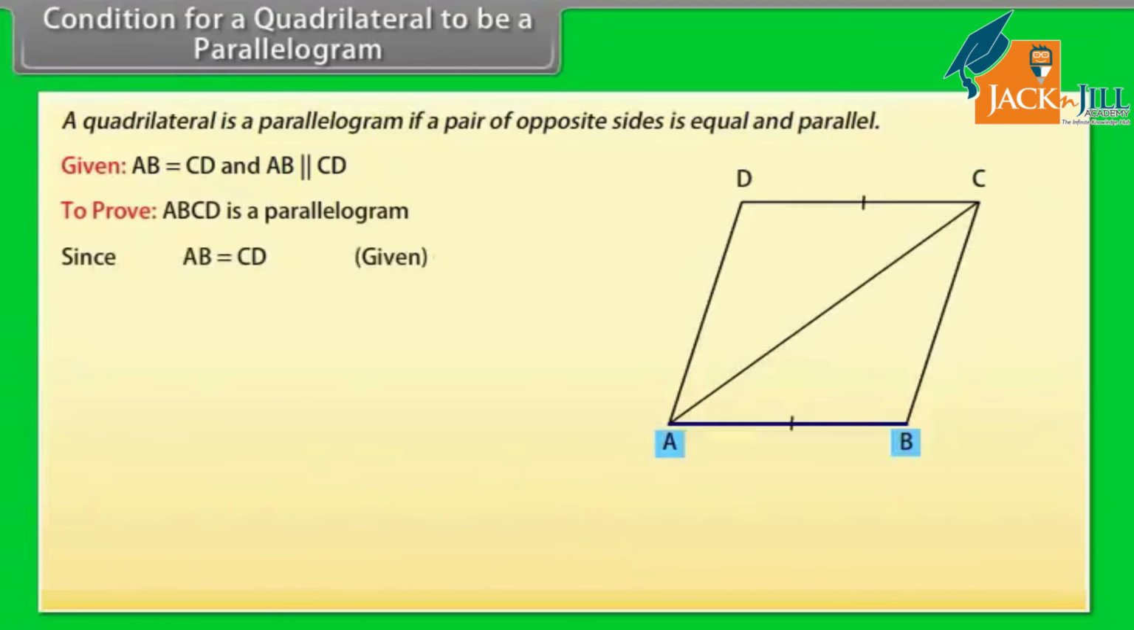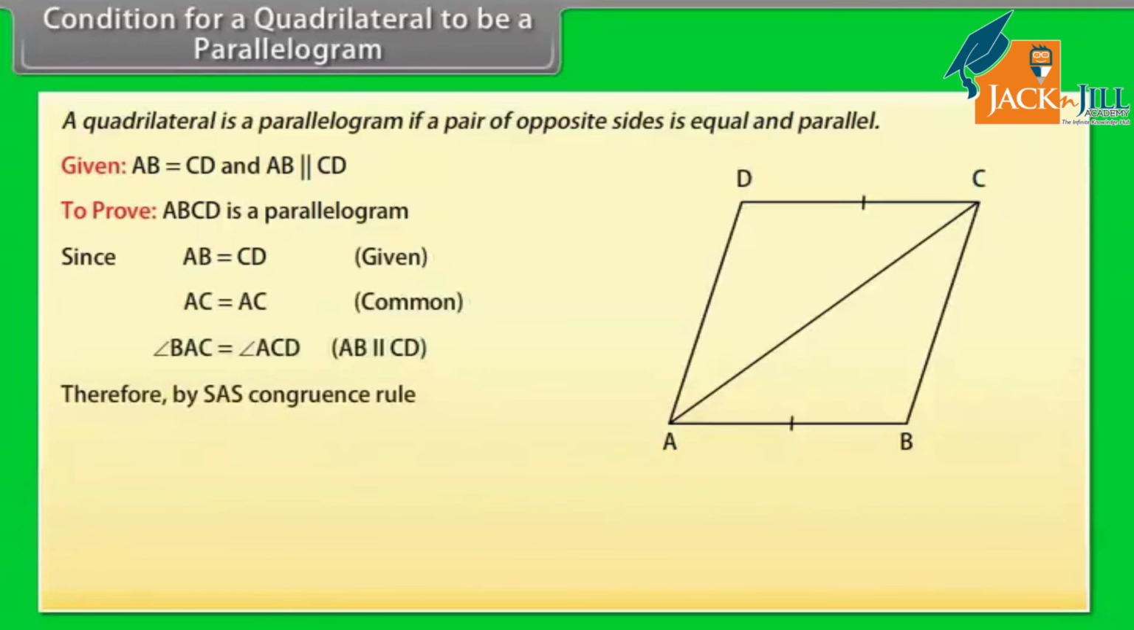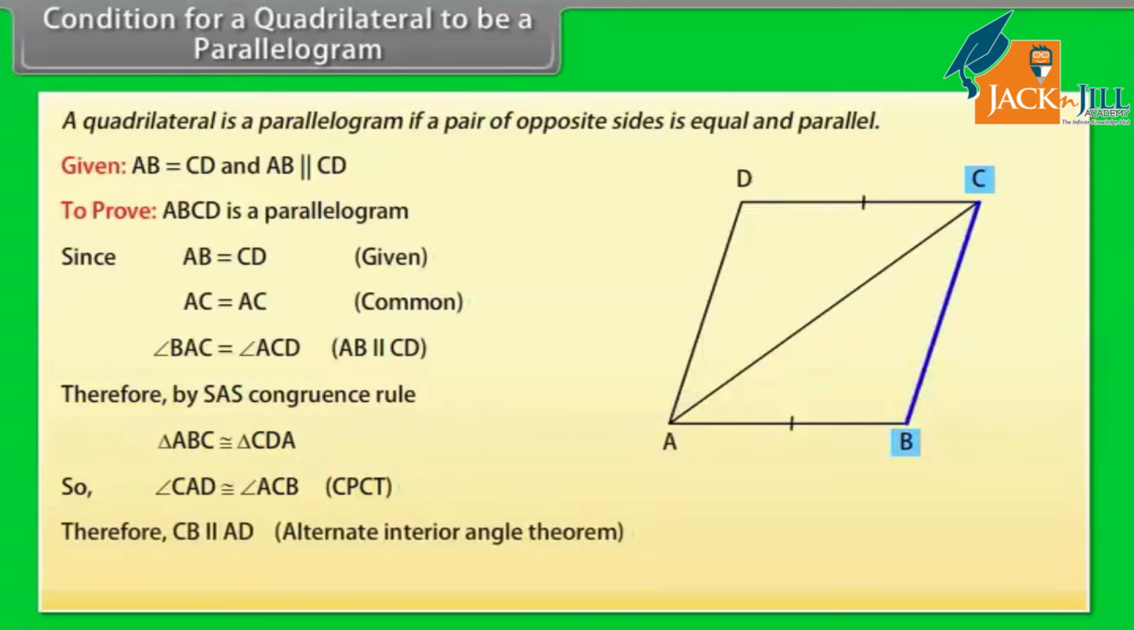Since AB is equal to CD, which is given, AC is equal to AC, which is common, and angle BAC is equal to angle ACD because AB is parallel to CD. Therefore, by the SAS congruence rule, triangle ABC is congruent to triangle CDA. So, angle CAD is equal to angle ACB, by CPCT. Therefore, CB is parallel to AD. Hence, ABCD is a parallelogram.